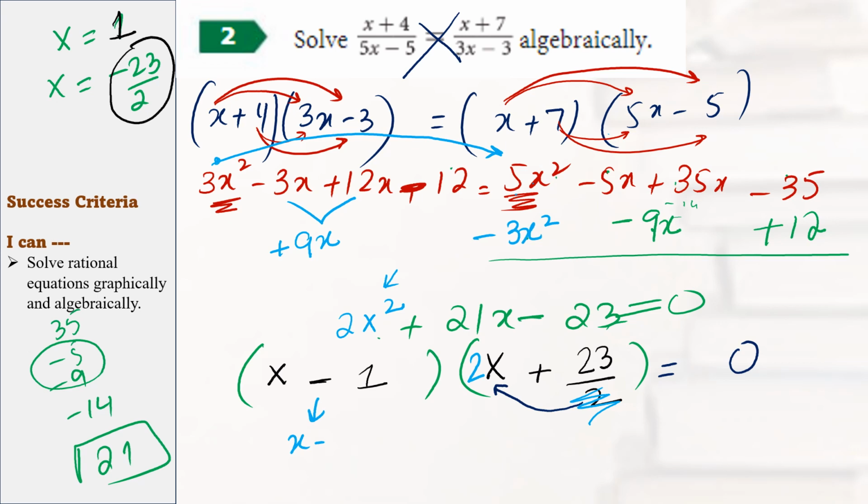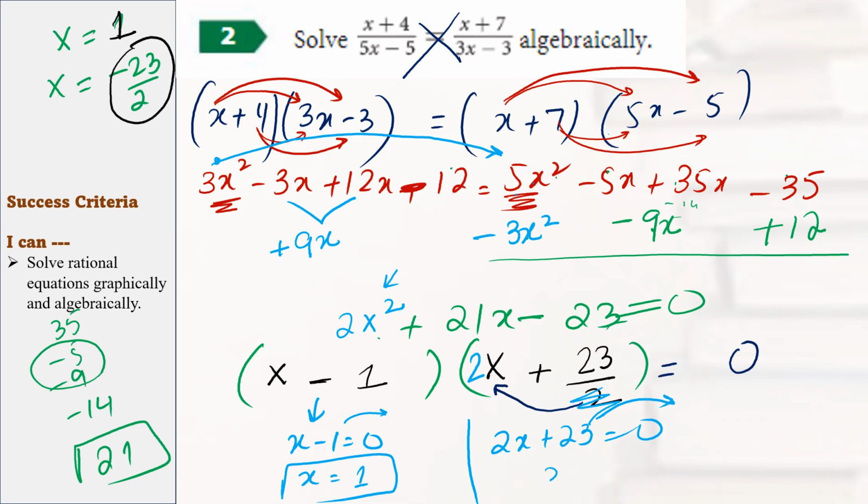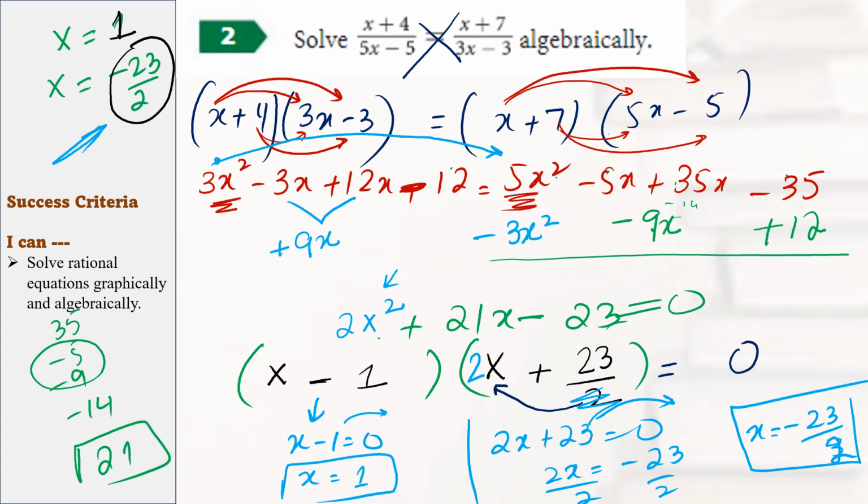One time I will write the first factor equals to 0 and the other factor 2x plus 23 equals to 0. Solve for x: bring the negative 1 on the other side, I will get x equals 1. Bring plus 23 on the other side, I will get 2x equals negative 23. Divide both sides by 2 and I will be left with x equals negative 23 over 2, which is already my answer by the calculator. So why all this working? All this working is just to trick your teachers that you are doing it manually.